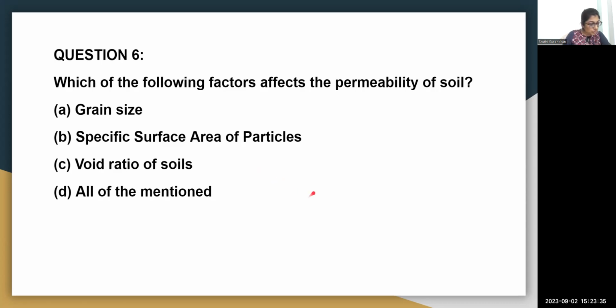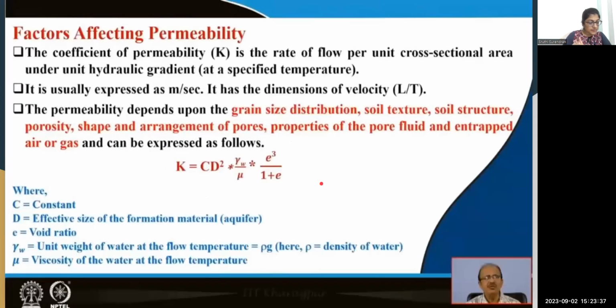Okay, so let's go to the solution. The various factors that are affecting permeability can be known through this equation or this representation. Here K, the coefficient of permeability, is dependent on this factor C, D square, which is the effective size of the formation material, the effective size of the particles that form the aquifer. It is dependent on the unit weight of water. It is dependent on the viscosity of water, and it is also dependent on the void ratio.